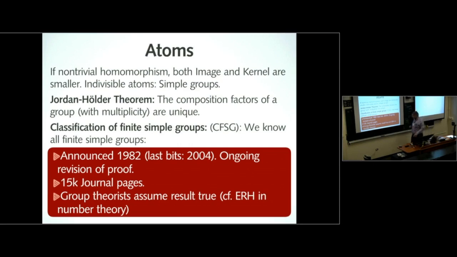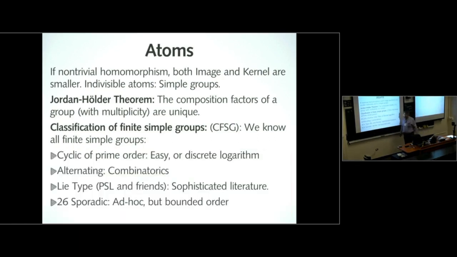While you can argue about the chance of an error there, the general assumption in group theory seems to be that we might doubt the proof, but we believe the result. This is a bit like number theorists assuming the extended Riemann hypothesis or so. So for these algorithms, we assume this classification is true, and indeed, these are all the possible simple groups.